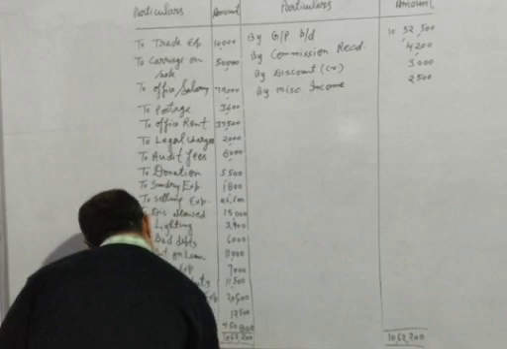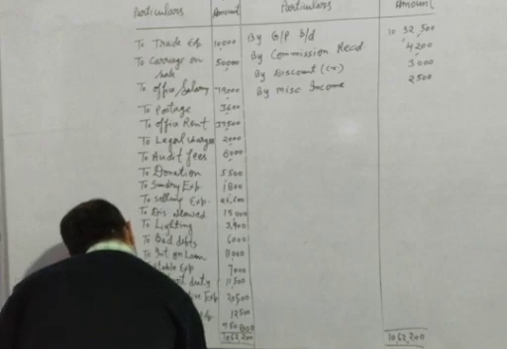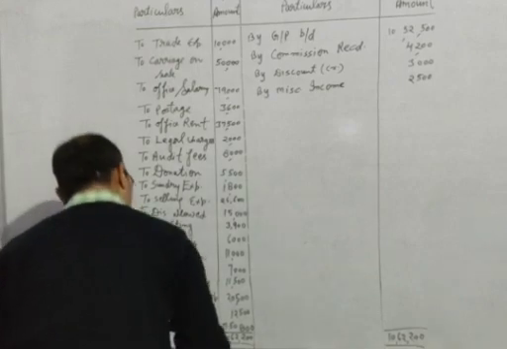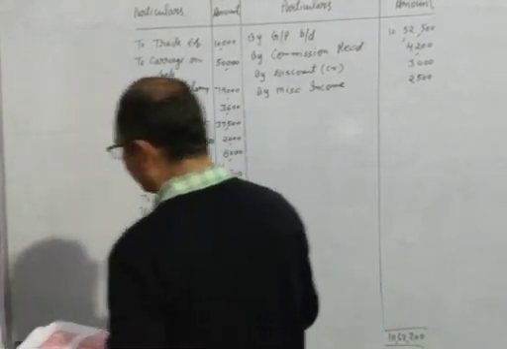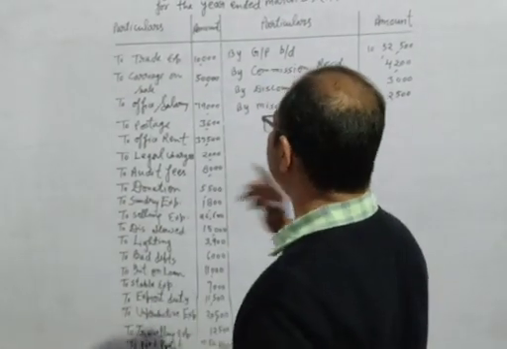Net profit, and in bracket it will be written transfer to capital account. And when we prepare balance sheet, this amount of net profit will be added in the amount of capital in liability side.